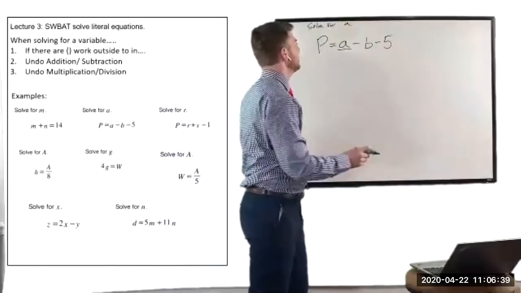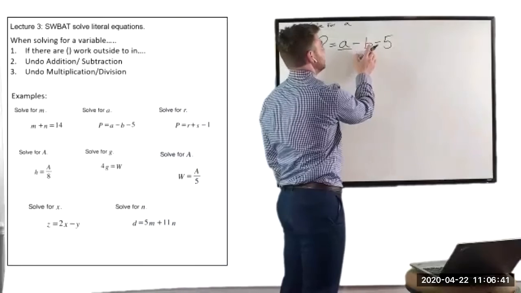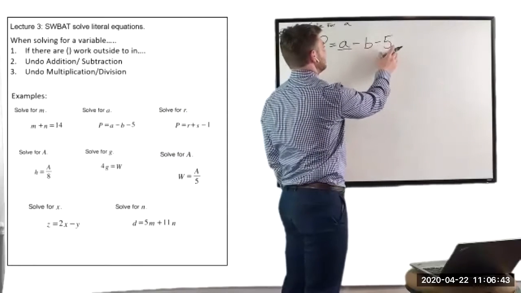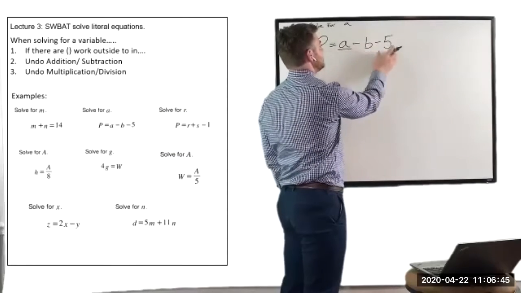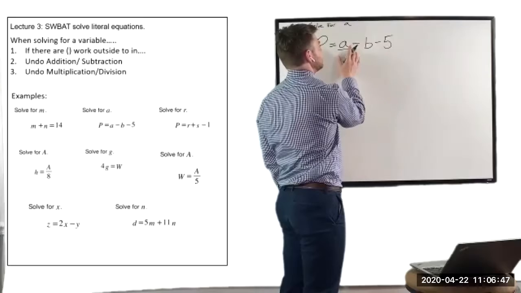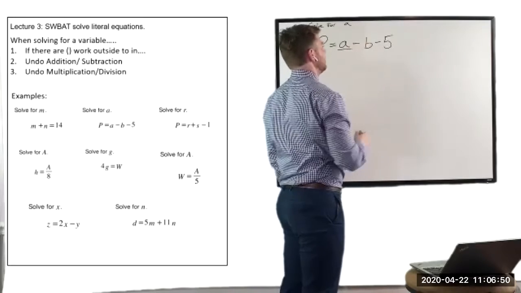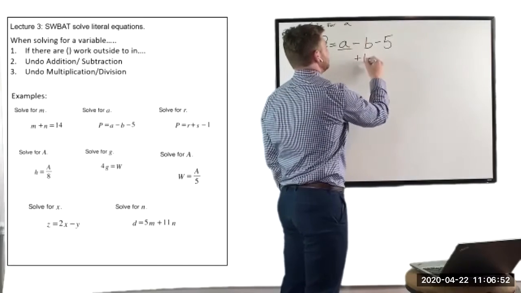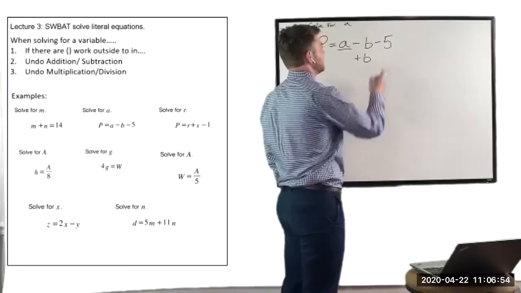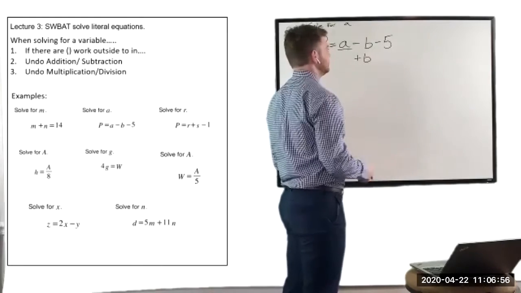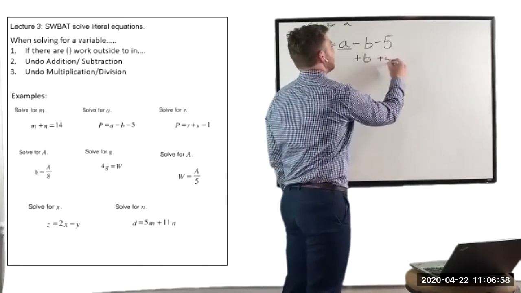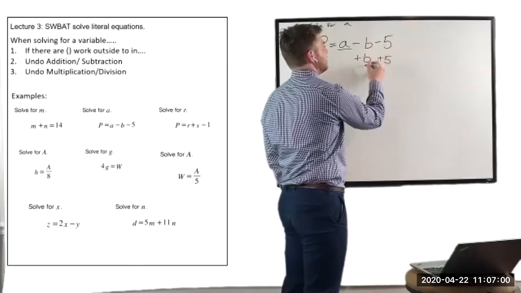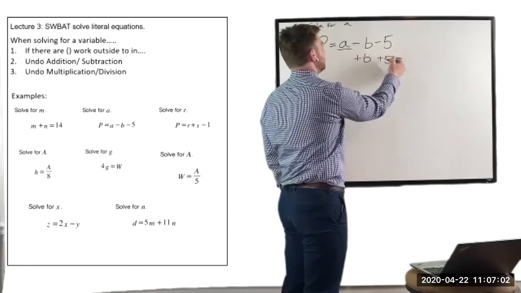So on this side, we have a negative B. We also have a negative 5. So we need to get rid of both of these things in order to get this A by itself. Okay? So how do we get rid of a negative B? Well, it's pretty easy. We just add a B. How do we get rid of a negative 5? Well, again, that's pretty easy too. Just add 5, because negative B plus B is 0. Negative 5 plus 5 is 0.